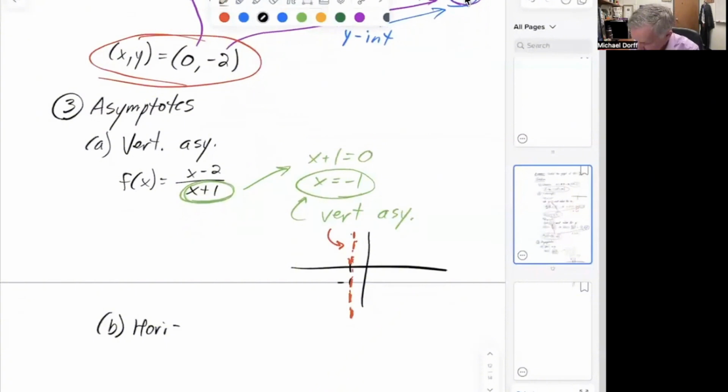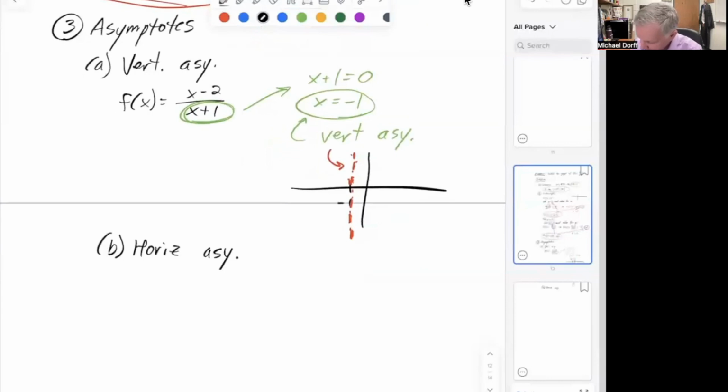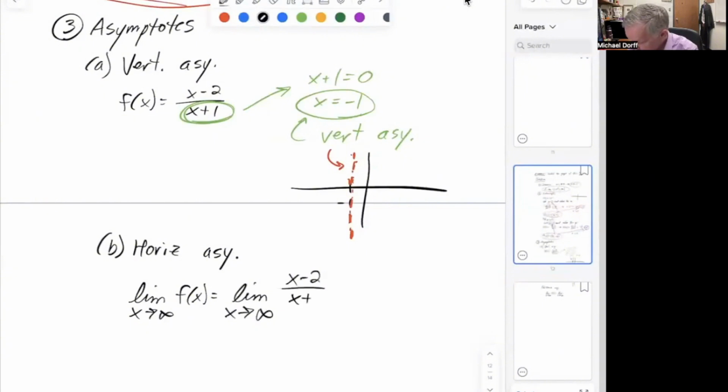So horizontal asymptote, that's when I look at what happens when x gets really, really large, when I go very far to the right, and when x gets really far to the left. So to do that, we look at the limit as x goes to infinity of my function of x. So it's the limit as x goes to infinity of x minus 2 over x plus 1.